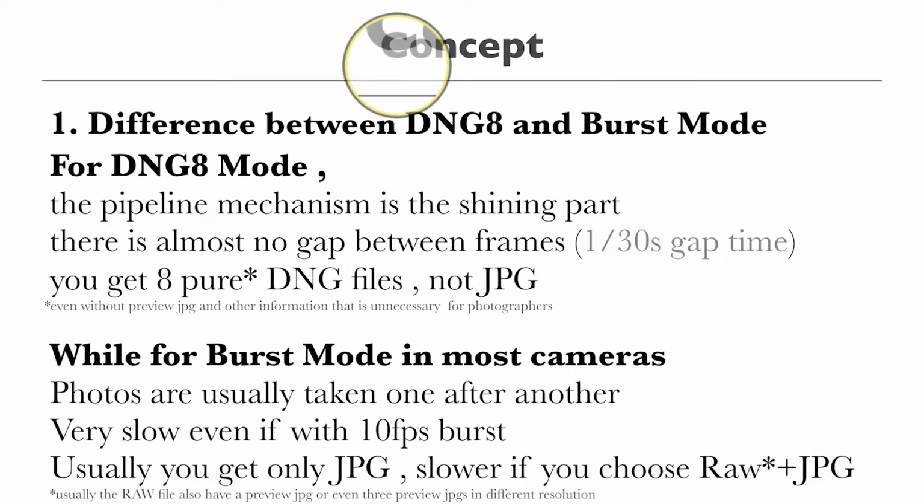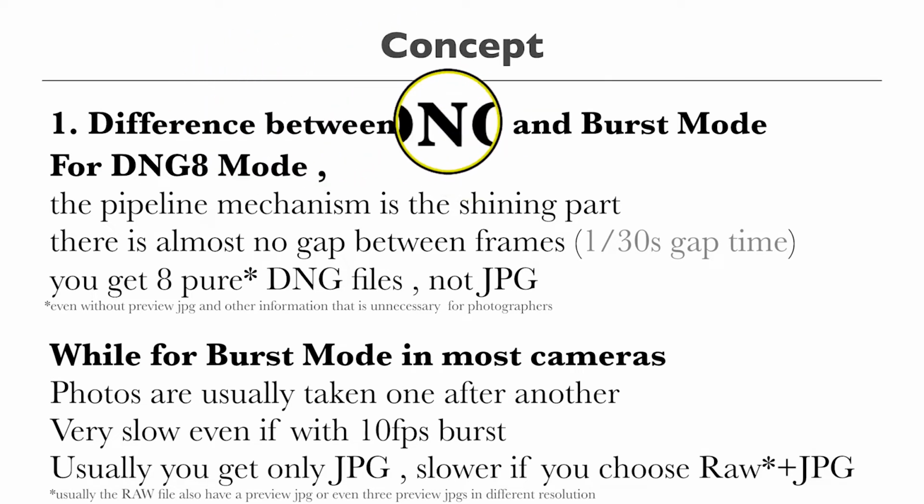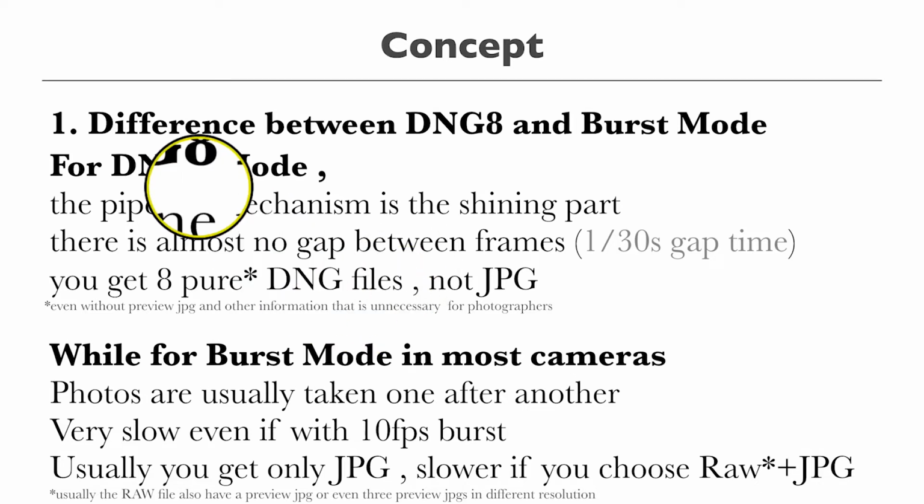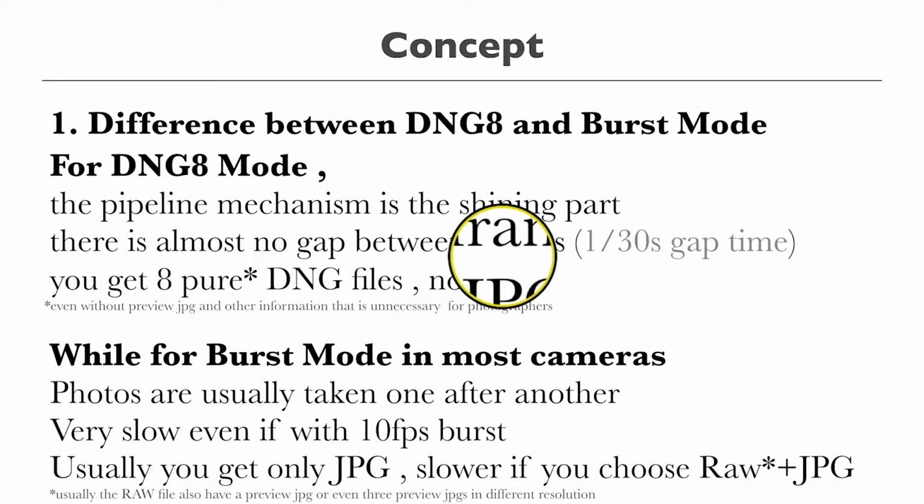This is my personal answer to this question. I think you can take it for a reference. So, for the DNG8 mode, the pipeline mechanism is a shining point. As we have explained before, in the DNG8 mode, the 8 shots were not taken one by one, but with a pipeline mechanism, a redesigned workflow. It's in the backstage, and there's almost no gap between frames.